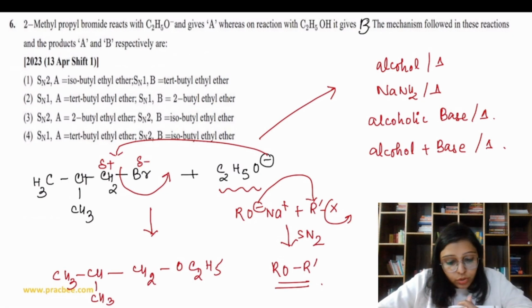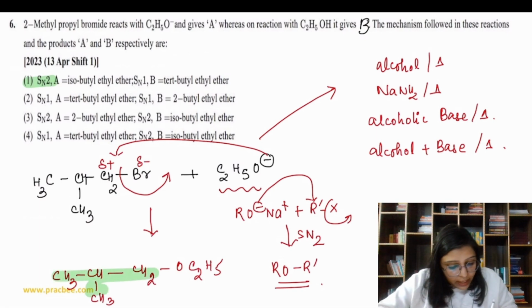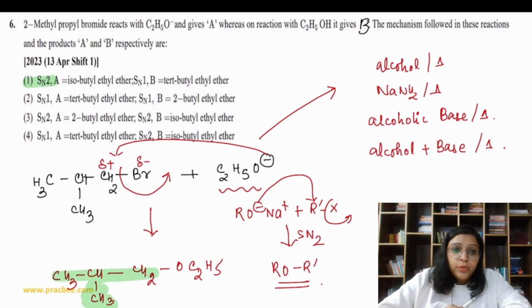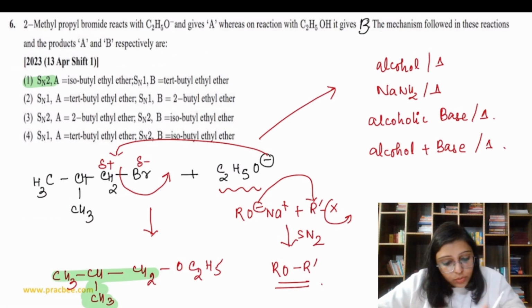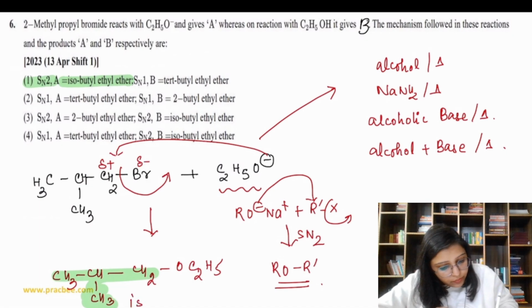So the answer is going to be SN2 and we get isobutyl ethyl ether. Understood? Clear? So okay, let's do this. So we have this isobutyl group and this is ethyl ether.